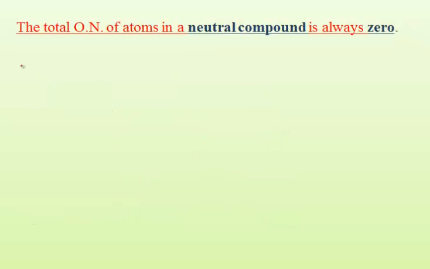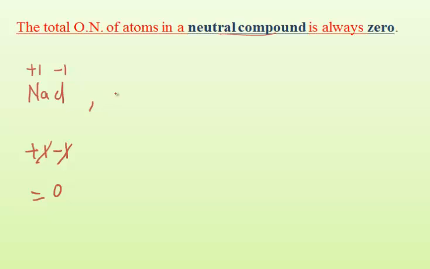Well, the next rule is the total oxidation number of atoms in a neutral compound is always 0. A neutral compound is a compound which does not carry any charge. For example, sodium chloride, it does not have any charge. Sodium has +1 oxidation number and chlorine atom has -1 oxidation number. We can find out the total oxidation number of atoms in sodium chloride. We add the oxidation numbers of sodium and chlorine atoms: +1 and -1 equal 0. We can say that the total oxidation number of atoms in sodium chloride is equal to 0.